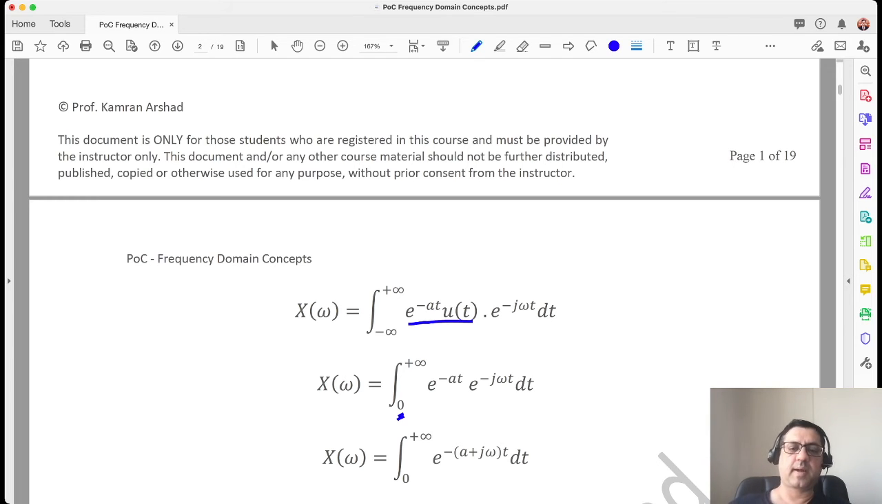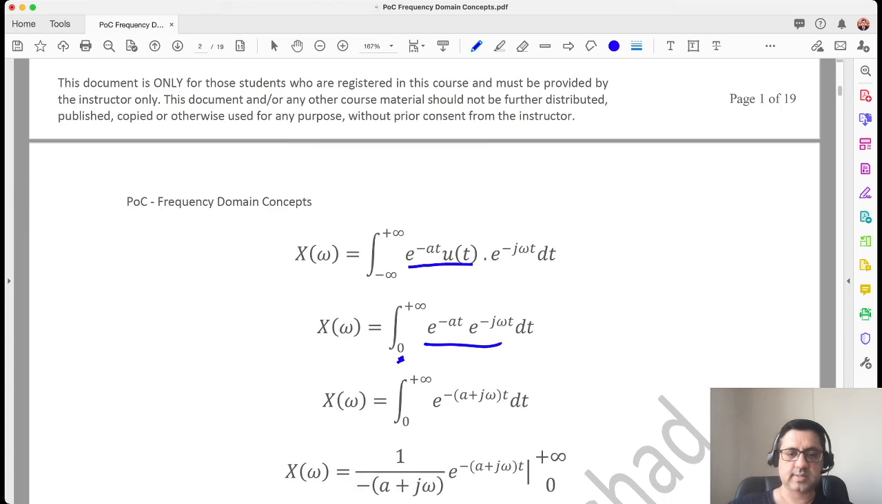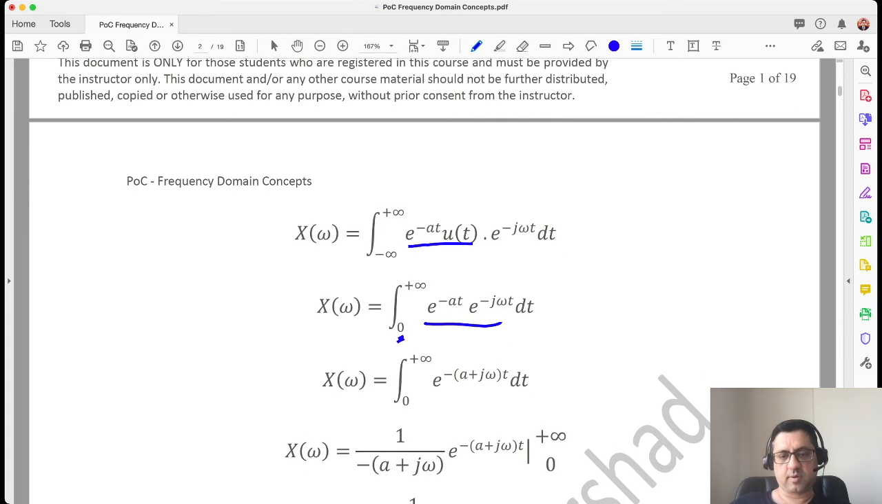So e to the power minus at and e to the power minus j omega t dt are both exponentials, so we can add their powers. This is more or less mathematics. So e to the power minus a plus j omega t, the integral is 1 over minus a plus j omega times e to the power minus a plus j omega t, and then you apply the limits 0 to infinity.